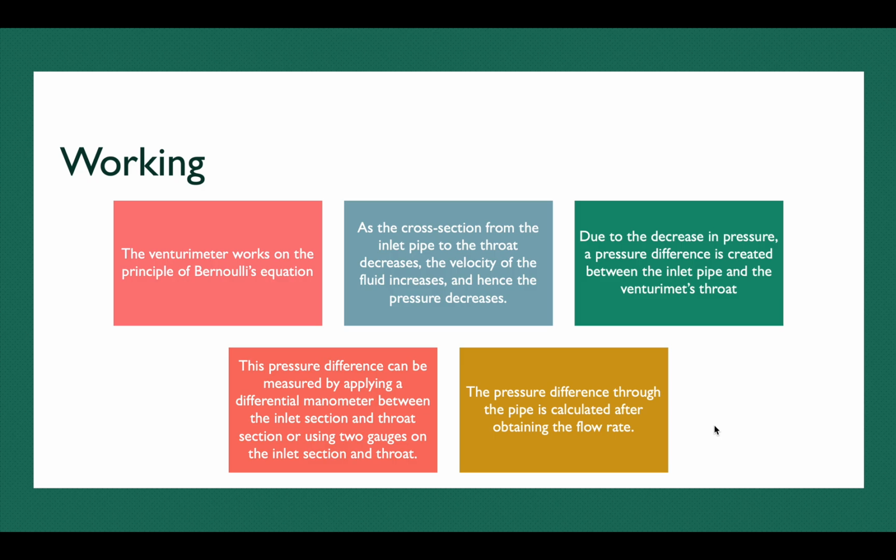throat. This pressure difference can be measured by applying a differential manometer between the inlet section and throat section, or using two gauges on the inlet section and throat. The pressure difference through the pipe is used to calculate the flow rate.